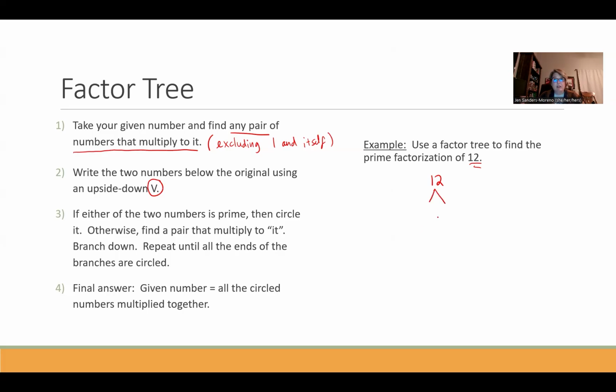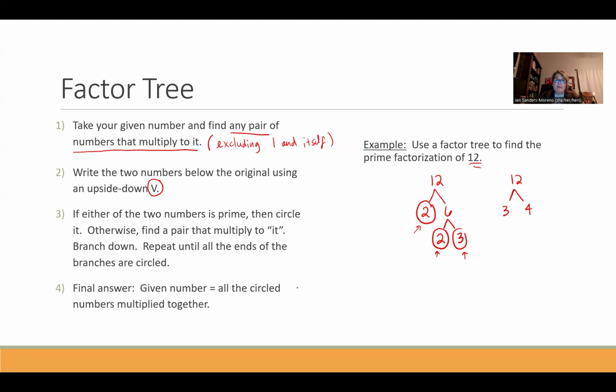That's why it's called a tree, branching off. If you were using 2 and 6, we'd use 2 and 6. If you were using 3 and 4, use 3 and 4. Now, if either of the two numbers is prime, circle it. So 2 is prime. If it's not, you're going to find a pair that multiplies to that number. So 6 is not prime, so we want two numbers that multiply to 6, which are 2 and 3. And those are prime, and those are prime. And once all of your ends are prime, you're done.